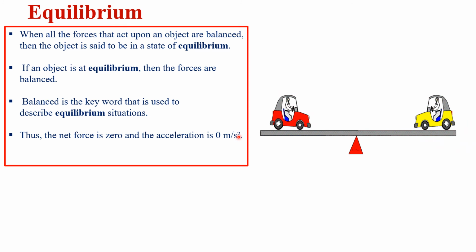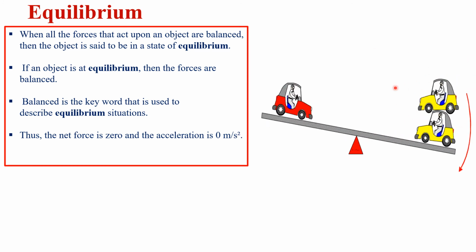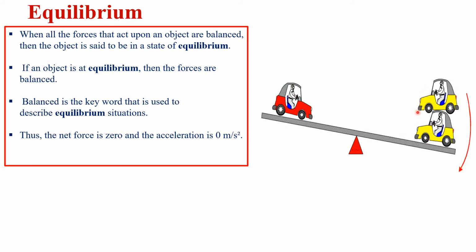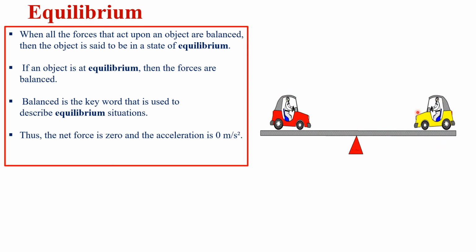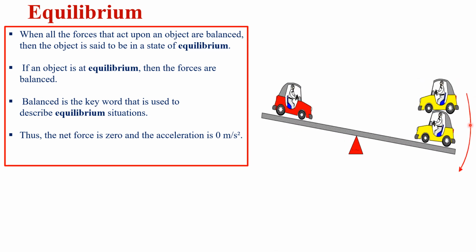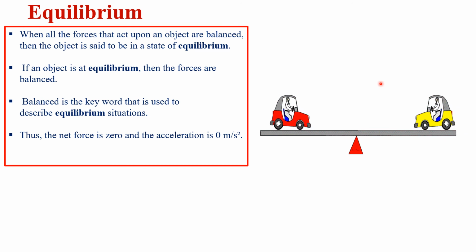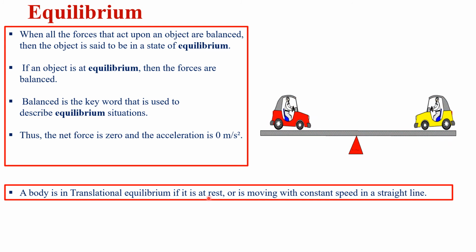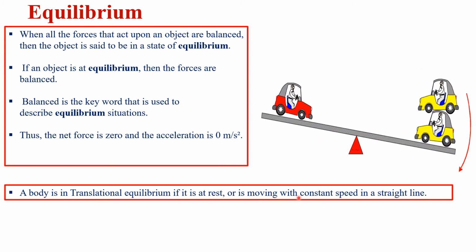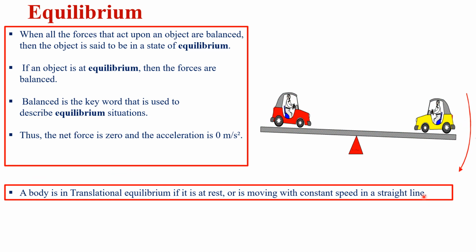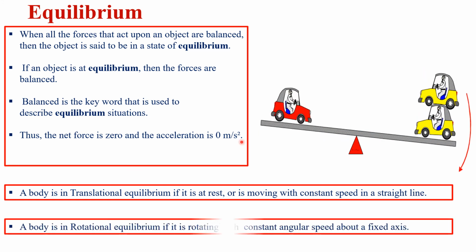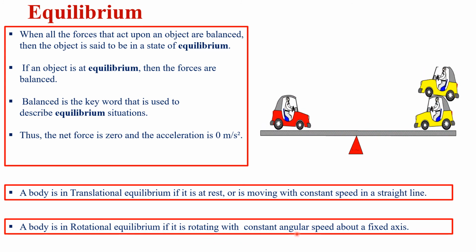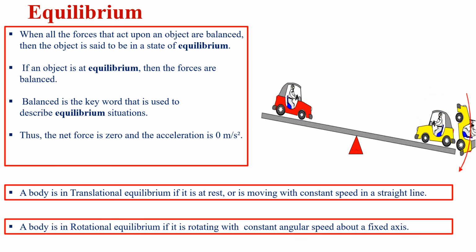But when another car is also present here, the forces are not balanced due to the other car, so the equilibrium condition is disturbed. Now this is an unbalanced state, so it is not a condition of equilibrium. A body is in translational equilibrium if it is at rest or is moving with constant speed in a straight line. A body is in rotational equilibrium if it is rotating with constant angular speed about a fixed axis.